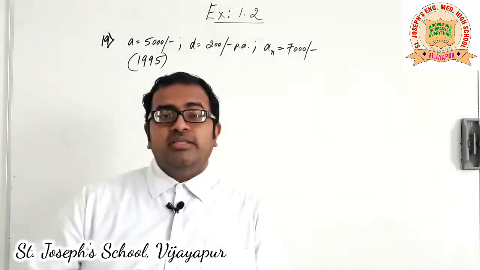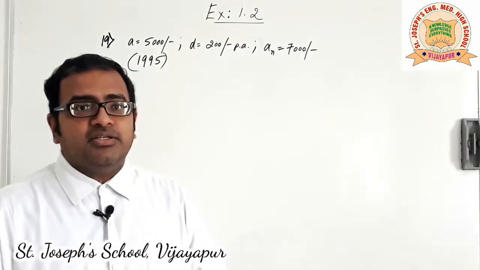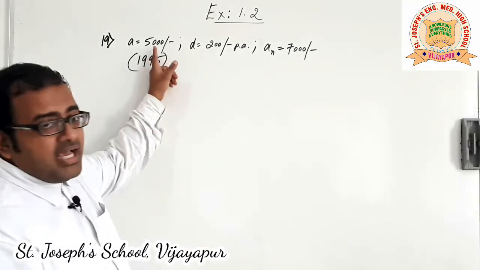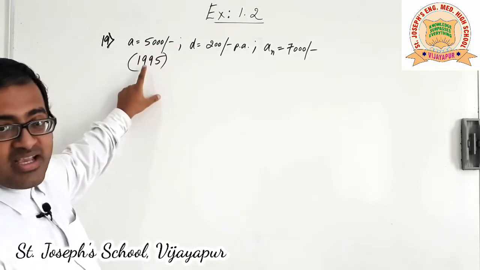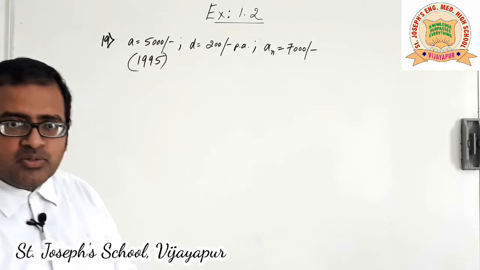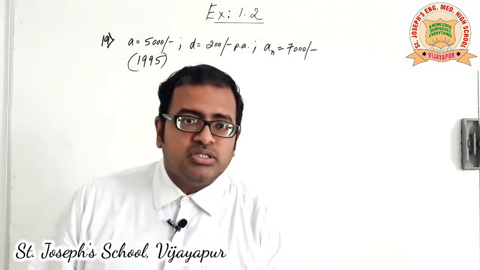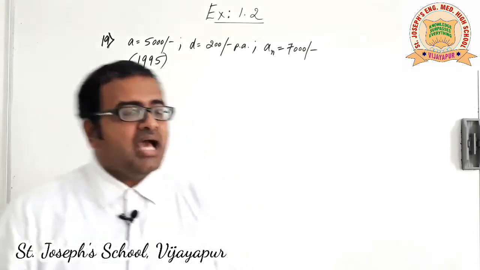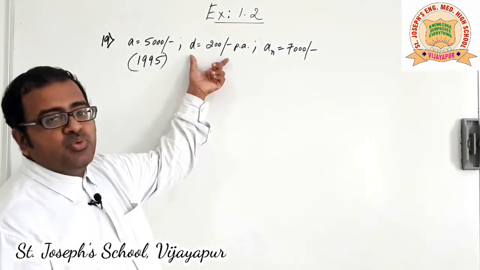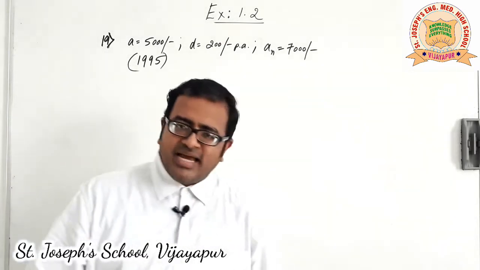Mr. Subbarao joins his job in 1995 at the annual salary of 5,000. I'll keep that 1995 as a reference point, as the origin, and the first term will be 5,000. And every year he gets an increment of 200 rupees. So 200 rupees per annum is the difference that's going to get added up. That's why I've written per annum. So per annum 200 rupees gets added up.